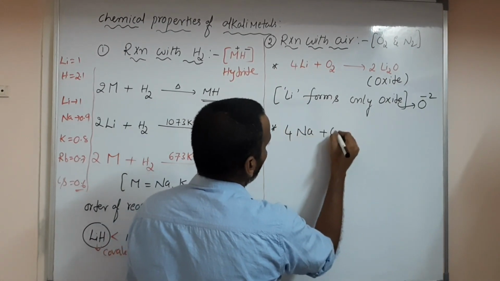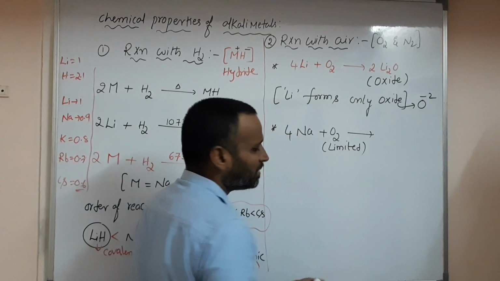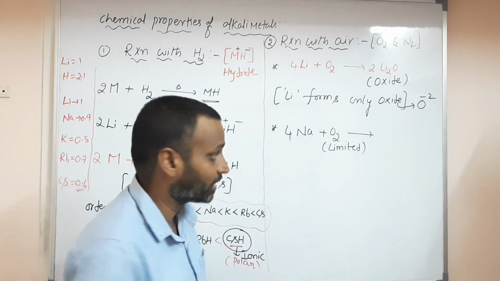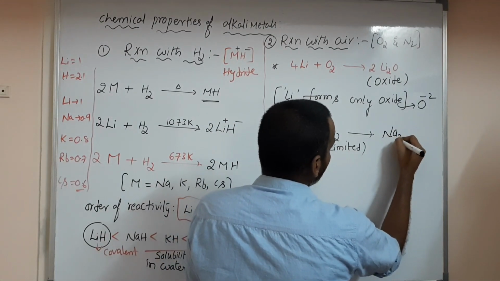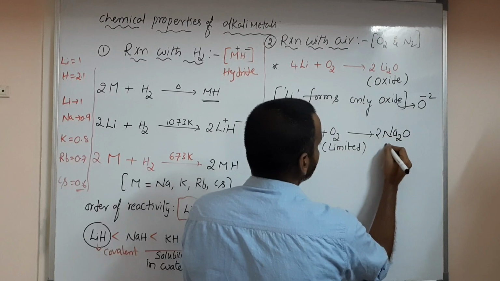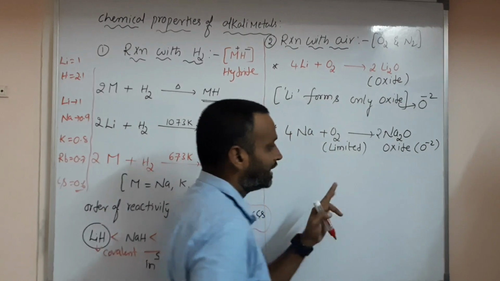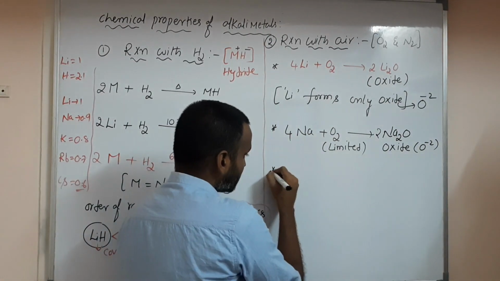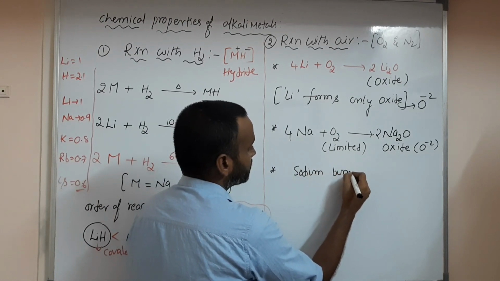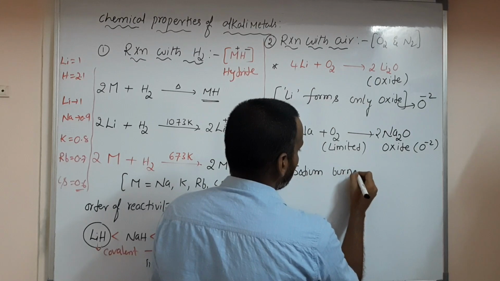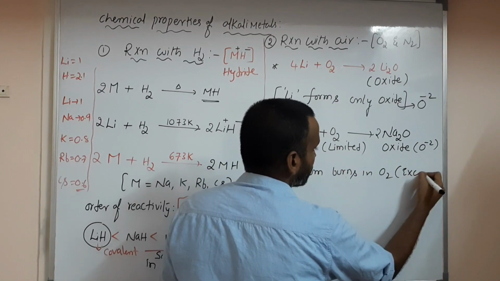Come to the next one, sodium. Sodium, when it reacts with O2 and the oxygen is limited, what is the meaning of limited? Less quantity of O2. Then you will get oxide, Na2O. Sodium oxide. So here the charge is O -2, with limited oxygen. But if they say sodium burns in oxygen, that means excess.